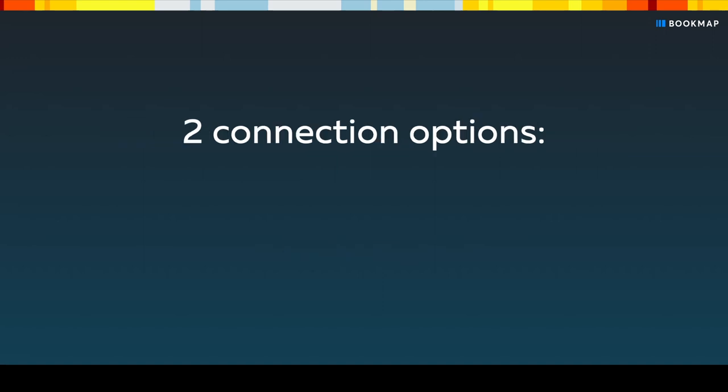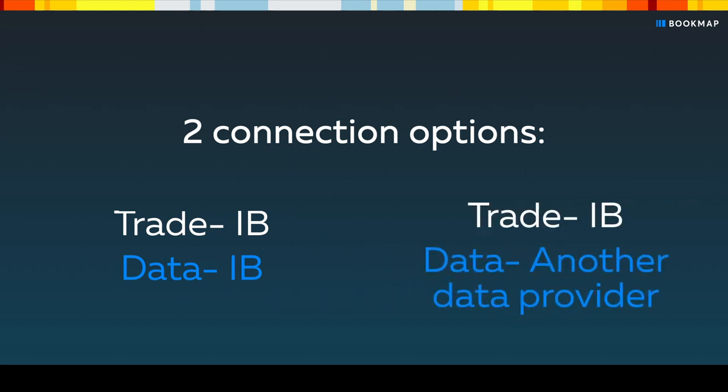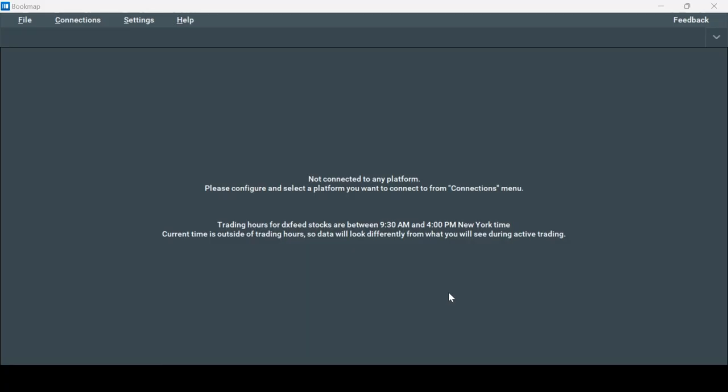There are two connection options for Trader Workstation. One is to both trade and use Interactive Brokers data on Bookmap. The other is to use Interactive Brokers just for order routing and use another data provider for charting, like DXFeed or Rhythmic. We will cover both options in this video. Let's start with the first one.